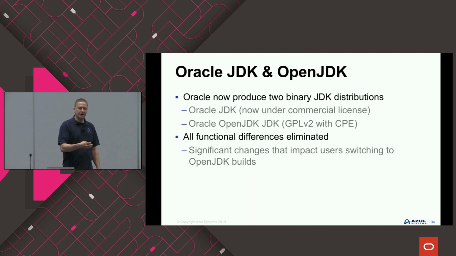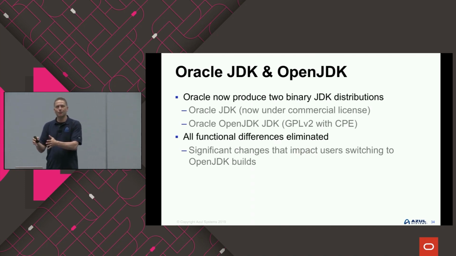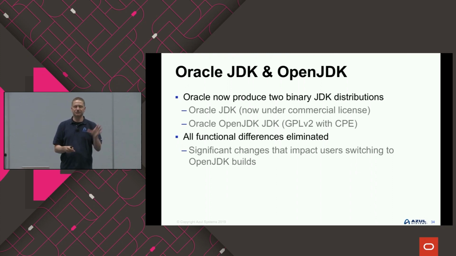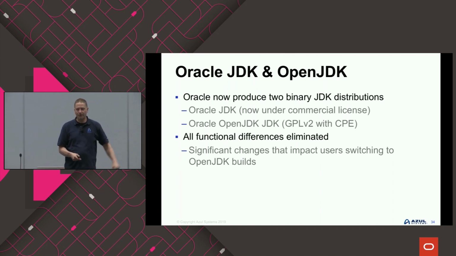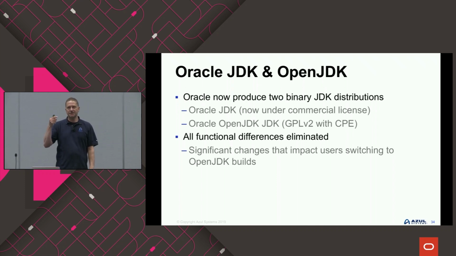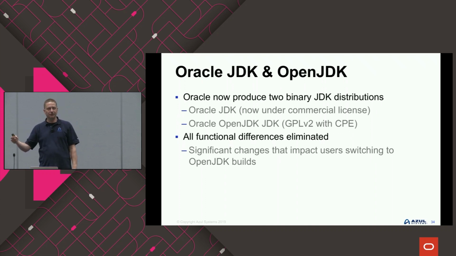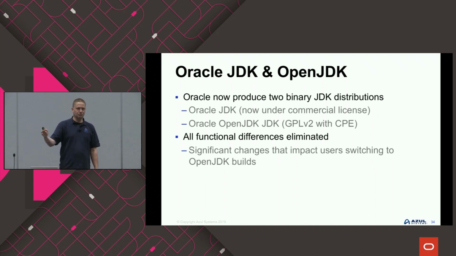So the big thing here is that we now have 2 distributions from Oracle of the JDK. The first one is the Oracle JDK, the one they have provided through java.oracle.com and the one that we're all used to using for however long. That's now under a commercial license. So if you want to use the Oracle JDK 11, you need a Java SE subscription to deploy it into production.